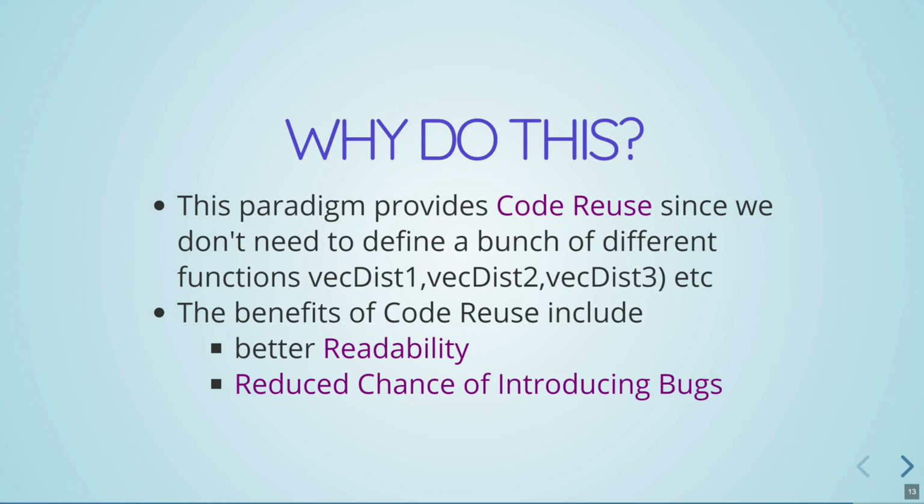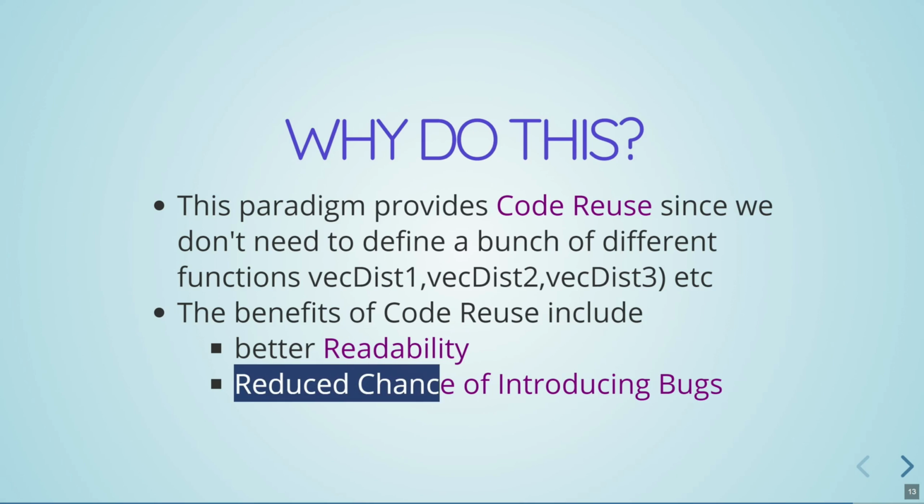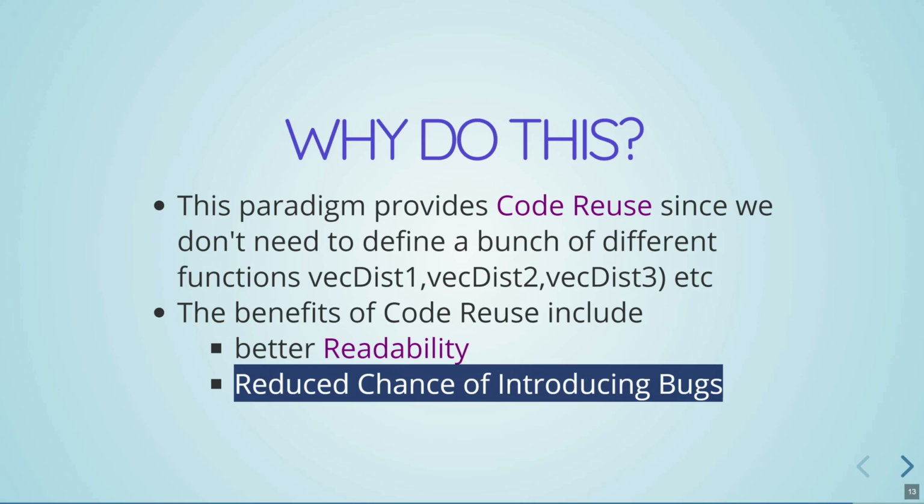So just to reiterate the advantages of this, this code reuse stops us from having to redefine a bunch of code, and this gives us better readability for one thing, and also reduces the chance of introducing bugs. Just because you're writing less code, there's less chance of introducing bugs. It also makes your code more modular, and it makes it easier to figure out what's going on for whoever is reading this.